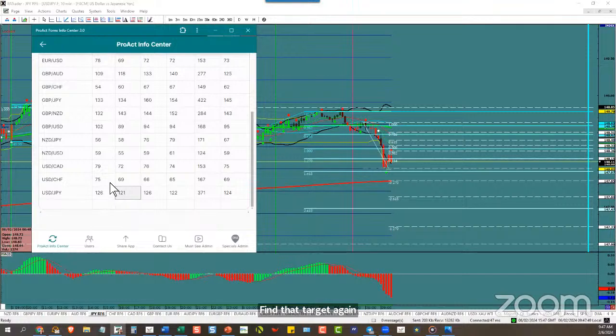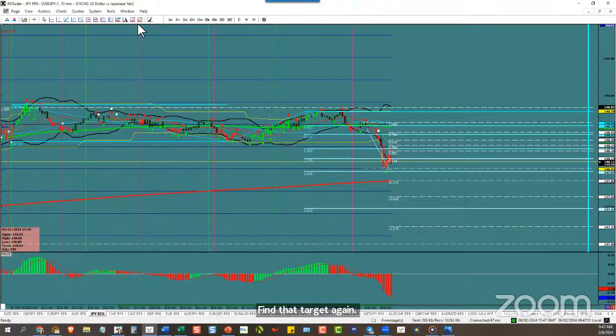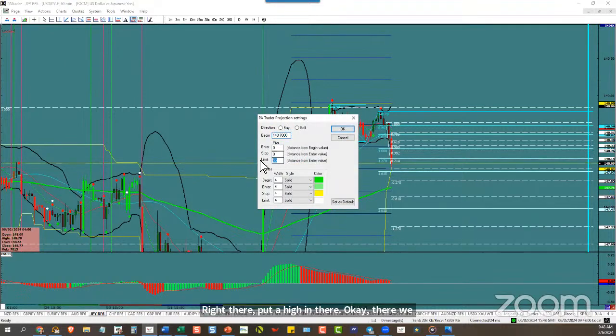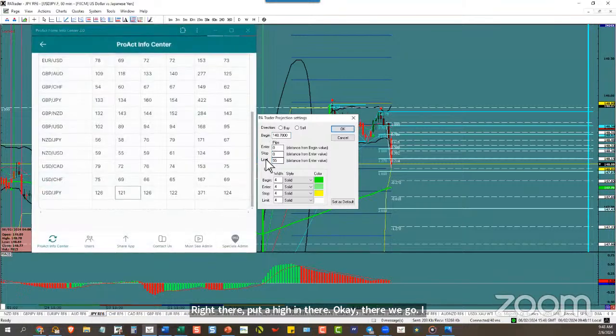ATR on dollar yen 121. Oh, gonna go up to a 60. 1600. Right there. Put a high in there. Okay, there we go. 100 and what did I say? 121.